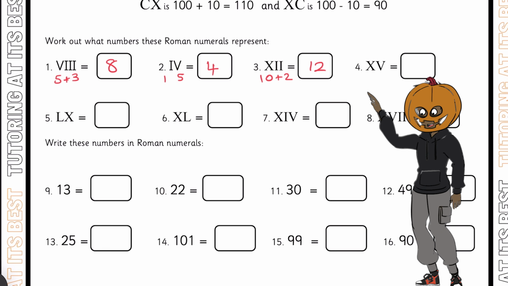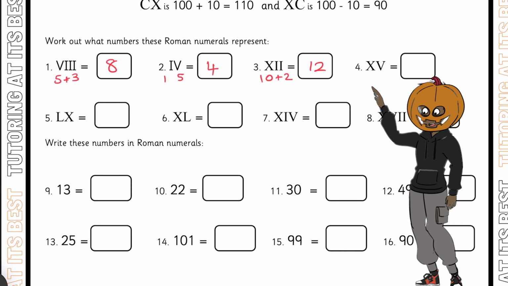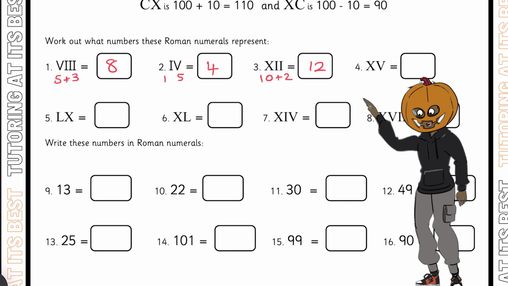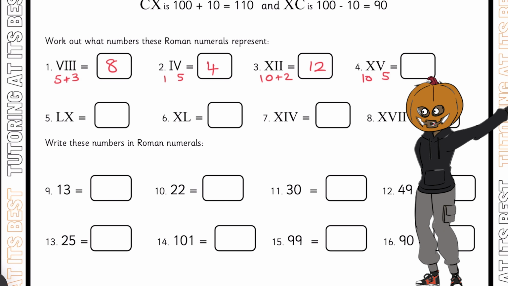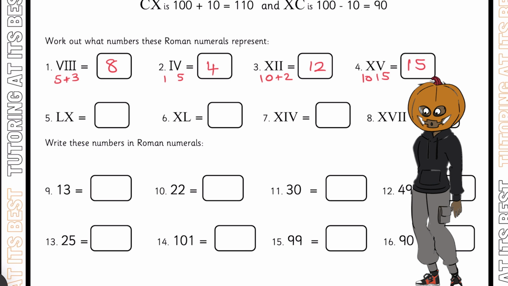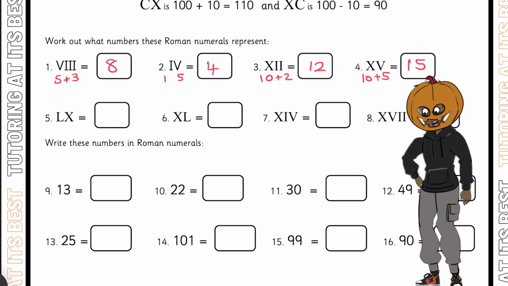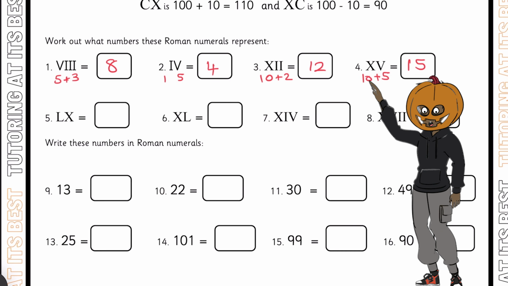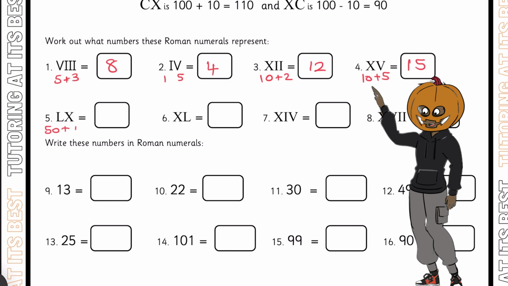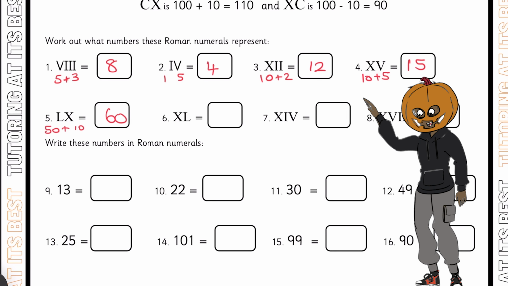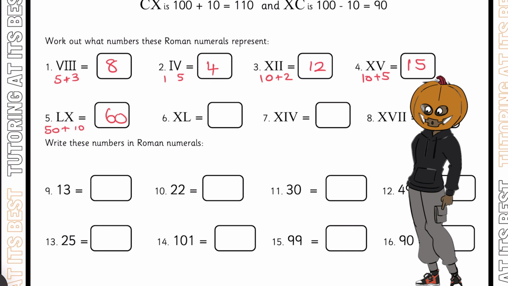Again, feel free to pause the video, attempt these questions, and then press play, where we will then go through them. Okay, we've got 10 and we've got 5. 5 is smaller than 10, so we can add this together right away. Again, we have L and we have X. L being 50 and X being 10, so we can add that together, and there we are.